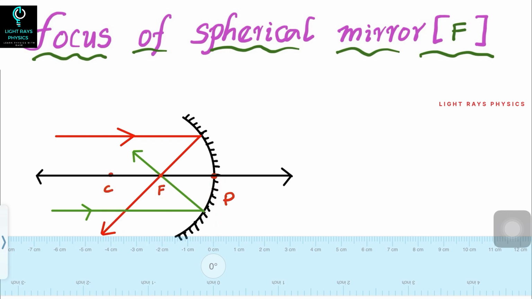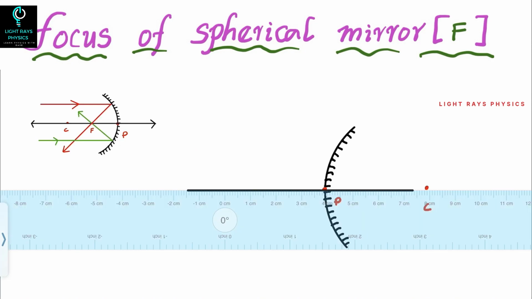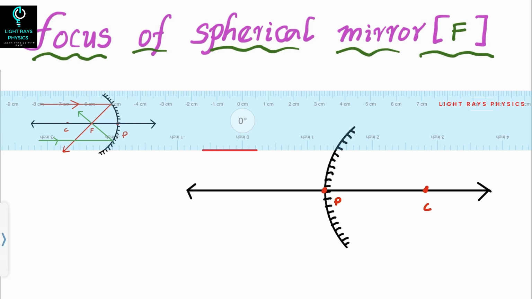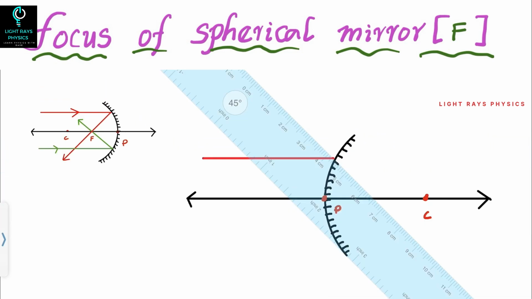Now let us repeat the same activity for the convex mirror. I am taking a principal axis and I am drawing the arrows to indicate it can be extended to both sides. A light ray which is moving parallel to the principal axis, after reflection follows a path as shown in the video. If I extend it back, it will meet at a point on the principal axis.